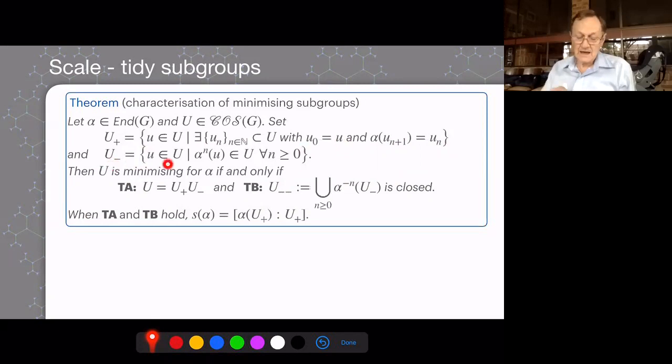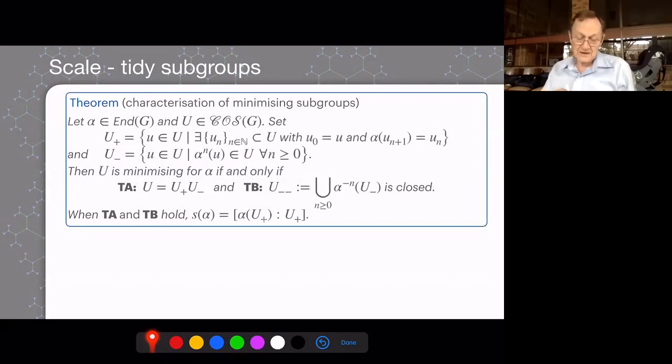And U minus is the set of elements of U such that as we apply alpha, we stay inside U. So these are the elements whose future lies in U. So U plus is the elements whose past lies in U, and U minus is the set of elements whose future lies in U. And these are both closed subgroups of our compact open subgroup U.